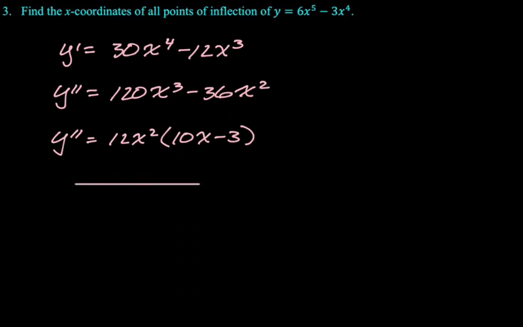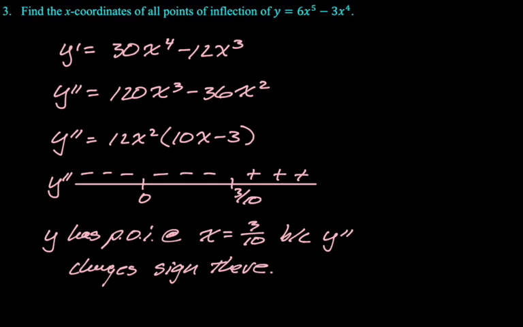Then we do our sign chart. 0, 3/10. Plug in negative a billion. You get a positive times a negative, which is negative. 0 is from a second degree term. That's even, so no sign change. 3/10 comes from a first degree term, so sign change. The only place the second derivative changes sign is at 3/10, which means that is our only point of inflection.